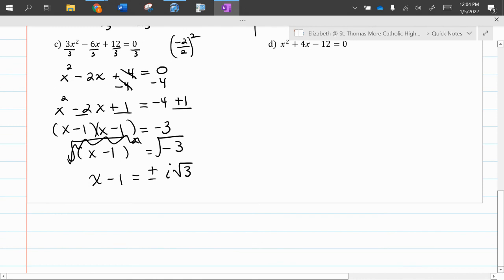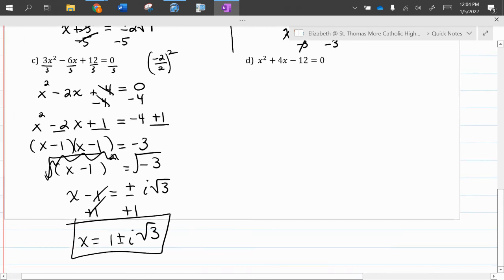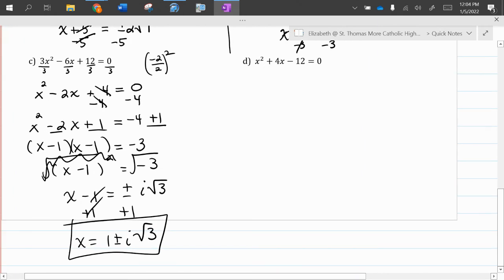And then the last thing, after you simplify your square root and you don't forget your plus or minus, is to get x by itself. So if it says x minus 1, we're going to add 1 to the other side. So we get x equals 1 plus or minus i times the square root of 3. Okay, so I've done the same steps all 3 times. Let's do it one more time and you can see that the steps never change.